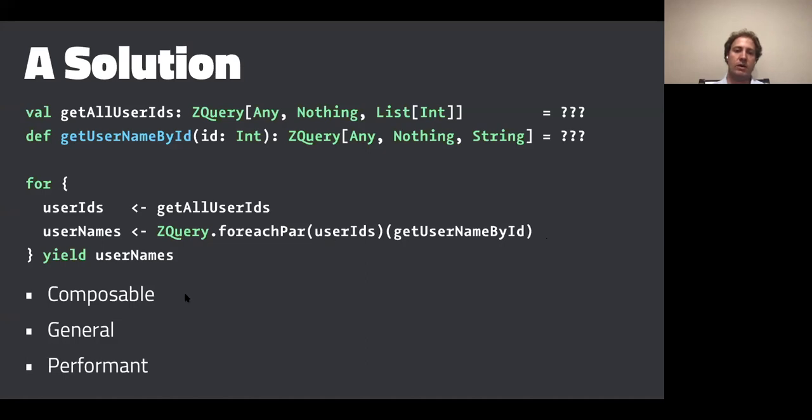So this is how we get back, we keep that composability and generality we had when we just did it with a simple effect system like ZIO, but we also get that performance without having to have all of these specialized variants for every combination of data that we want to get.